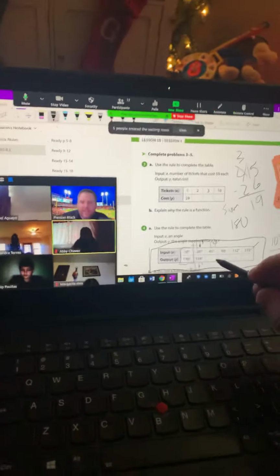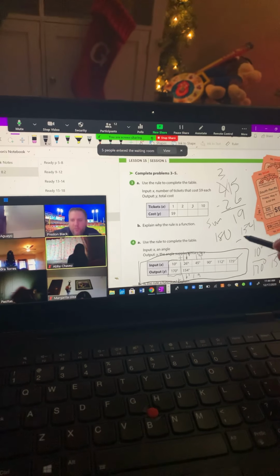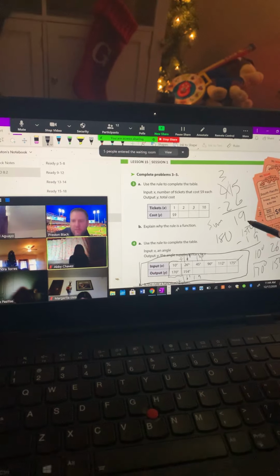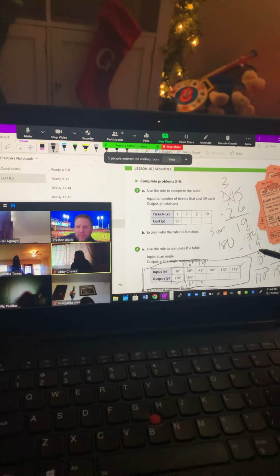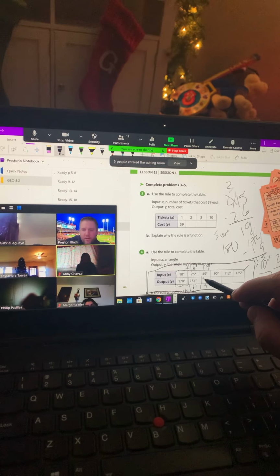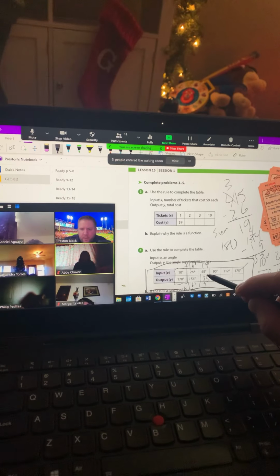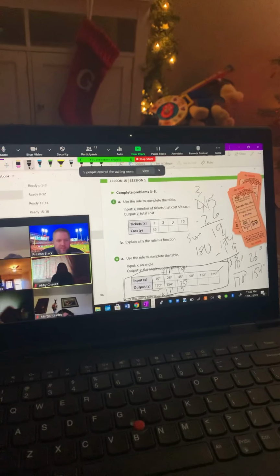19 degrees. Good. So then what is 154 minus 19? 14 minus 9 is 5. So 135 degrees.